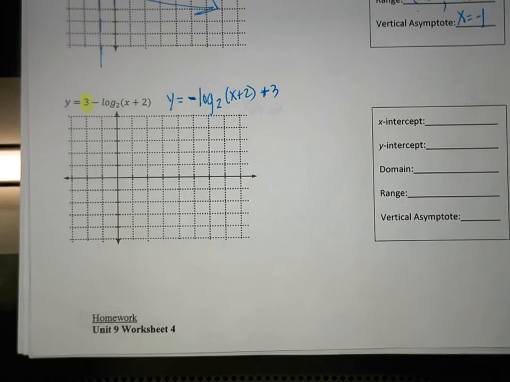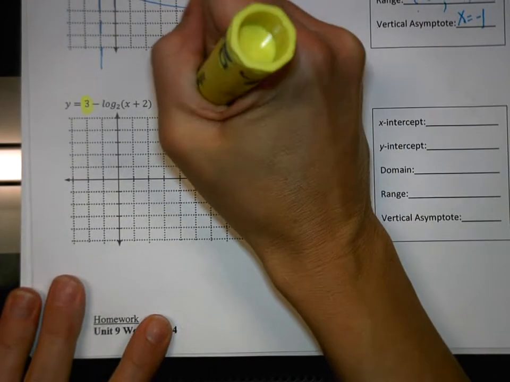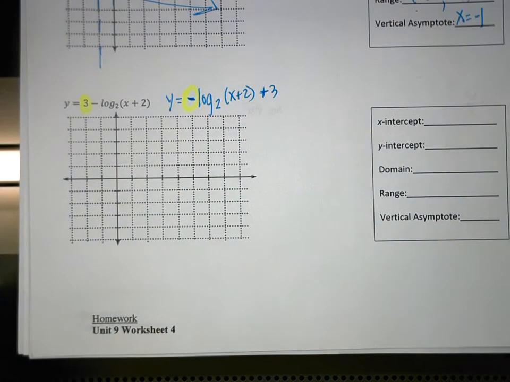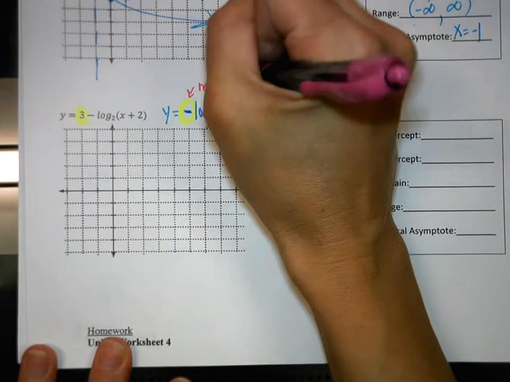So there is a lot of stuff going on in this. First of all, there is a negative in front of the log, which means that it's going to do what? Very good. It's like you guys listen to me.